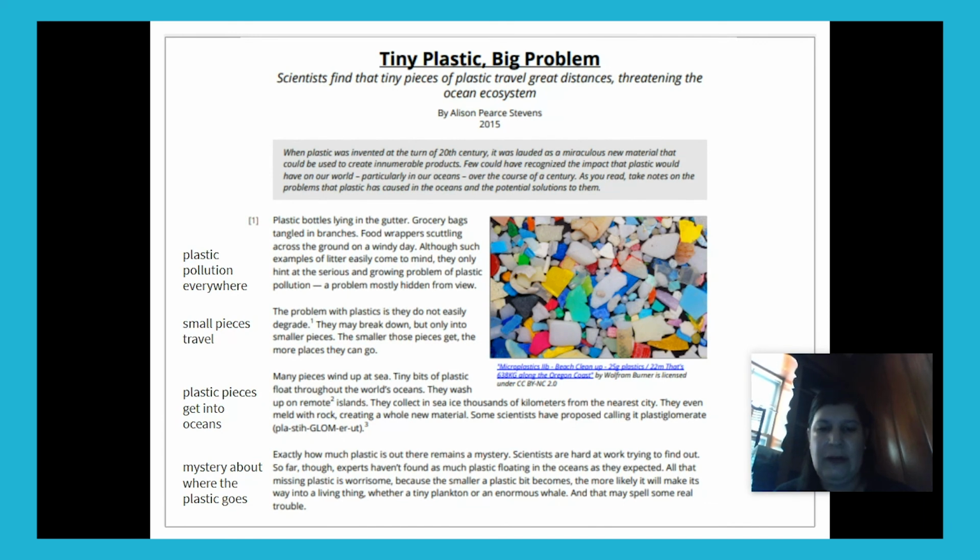So there's my mystery about where the plastic goes. That's what I wrote down as my annotation for that last paragraph. So again, you're just taking this idea that when you read and you think about your reading, you are using a different part of your brain when you write about what you read, and it doesn't need to be a complete sentence. It can just be a few words to encapsulate what you were reading about.